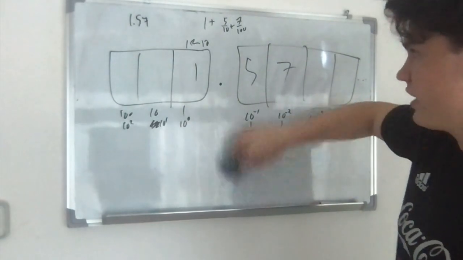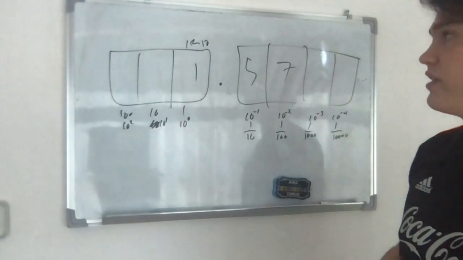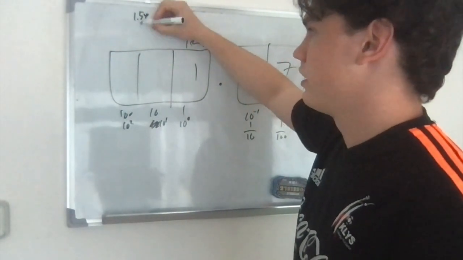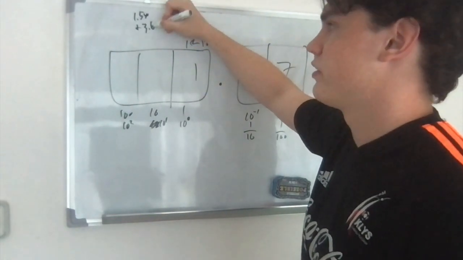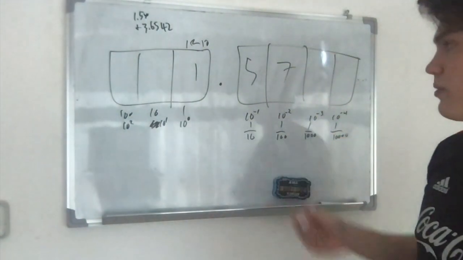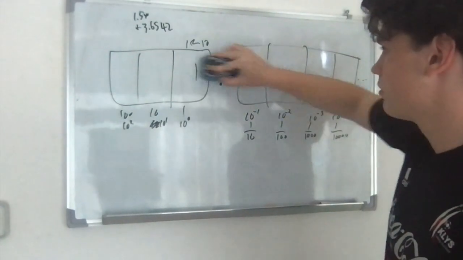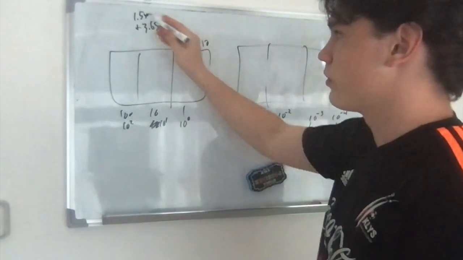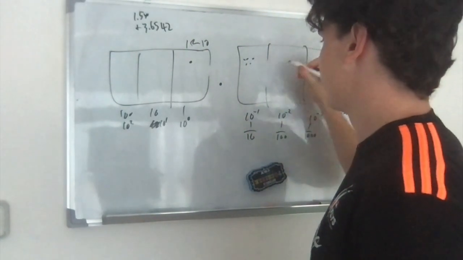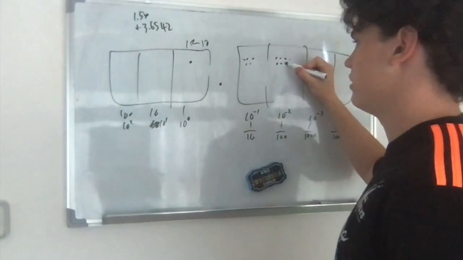Now, let's expand our use of this 10 to 1 machine to addition. Let's say we're trying to add 1.57 plus 3.6542. We can do the same as we did before. Let me make these dots for you. We'd start off with 1.57. We'd have 1 dot here, 5 dots here, and 7 dots right here.